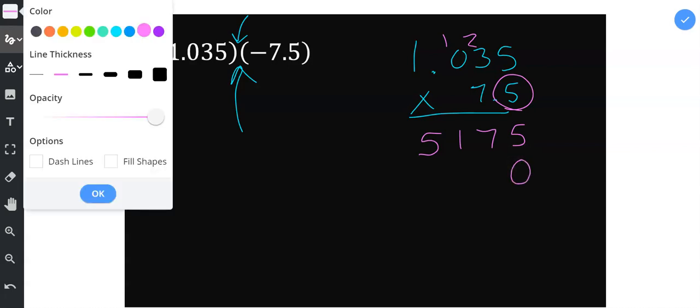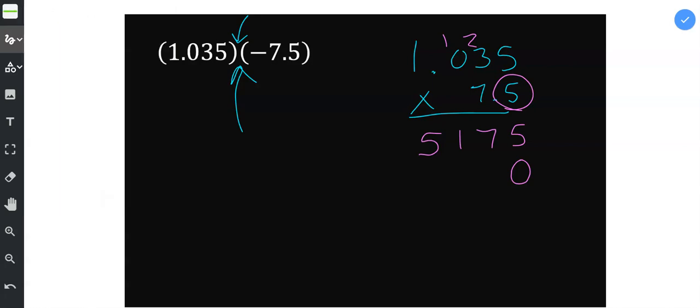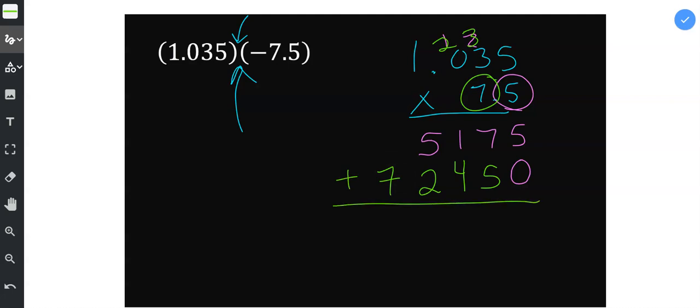And then I'm going to change to a different color. See if that'll show up nicely. All right, now we're multiplying by the 7. 5 times 7 is 35, so I put a 5 here, and I carry the 3. 3 times 7 is 21, plus 3 is 24. I put the 4 here and carry the 2. 0 times 7 is 0, plus 2 is 2, and then 1 times 7 is 7. And then we add these together.